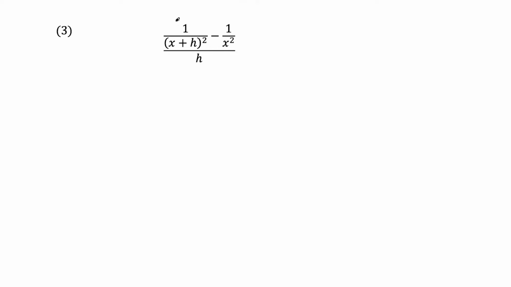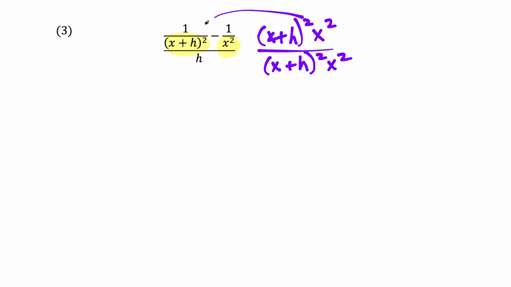Question 3, to simplify, we're going to multiply the numerator and denominator by the least common denominator of these terms here. So we're going to multiply by x plus h squared. So we have x plus h squared, and we're multiplying also by x squared. So this is going to happen here, top and bottom. And from here, we distribute. So we're going to multiply to these two terms over here. We're going to send this through.